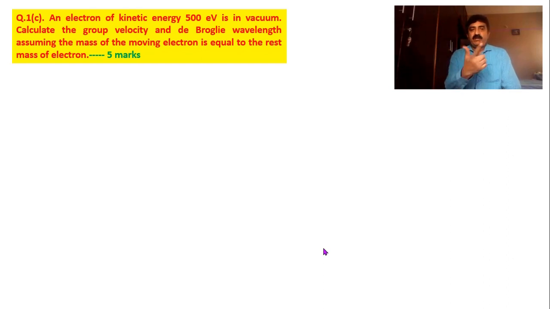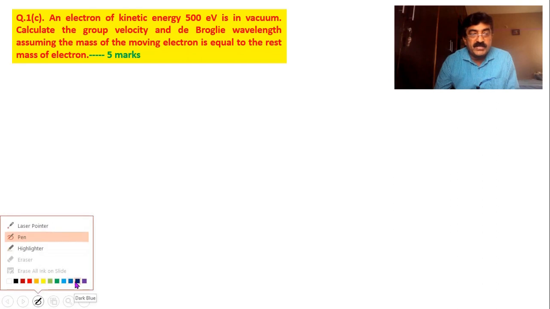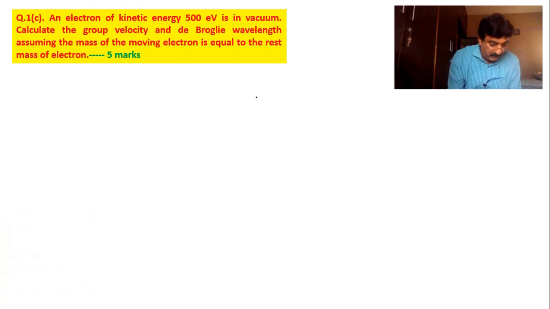Group velocity is nothing but the velocity with which a particle is traveling. And the de Broglie wavelength also we have to calculate. Assume that the mass of the electron is equal to the rest mass, that is 9.1 into 10 power minus 31, they have said to assume. Okay, now let us start the numerical problem. The first equation is for the velocity of the particle.